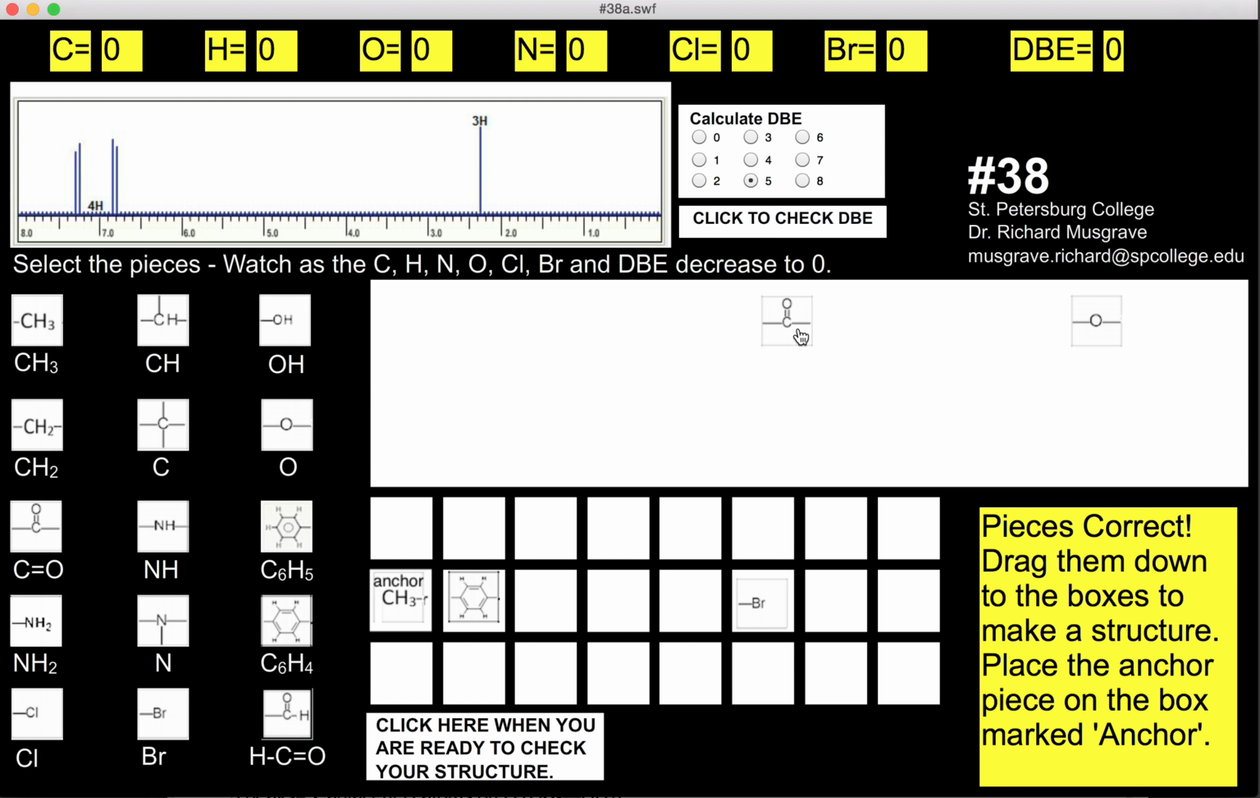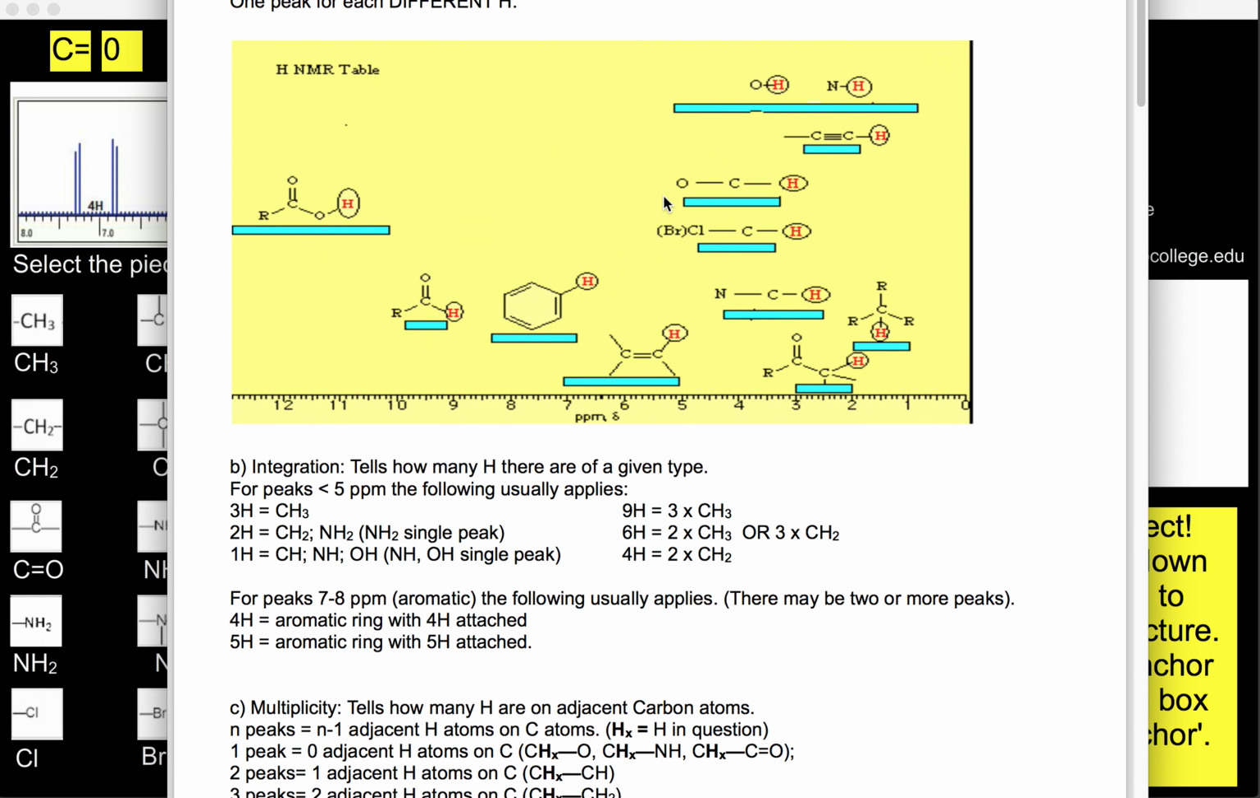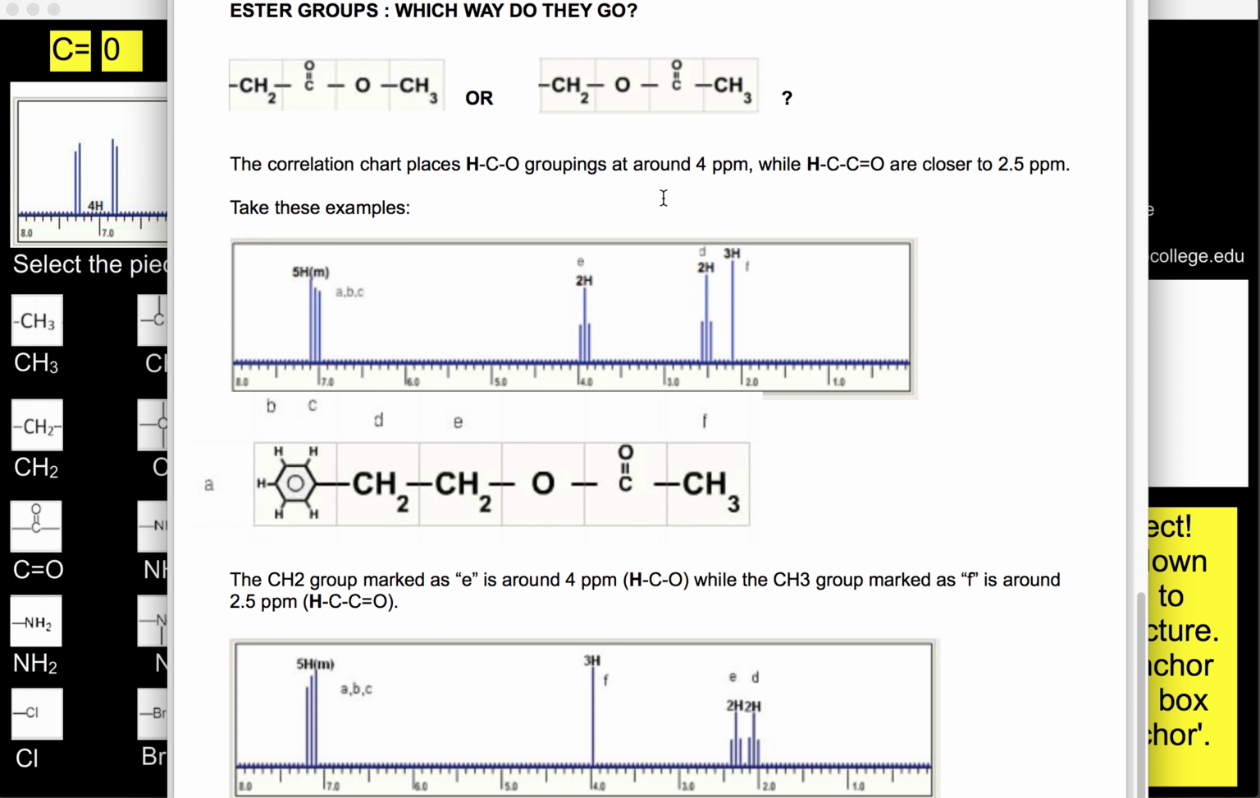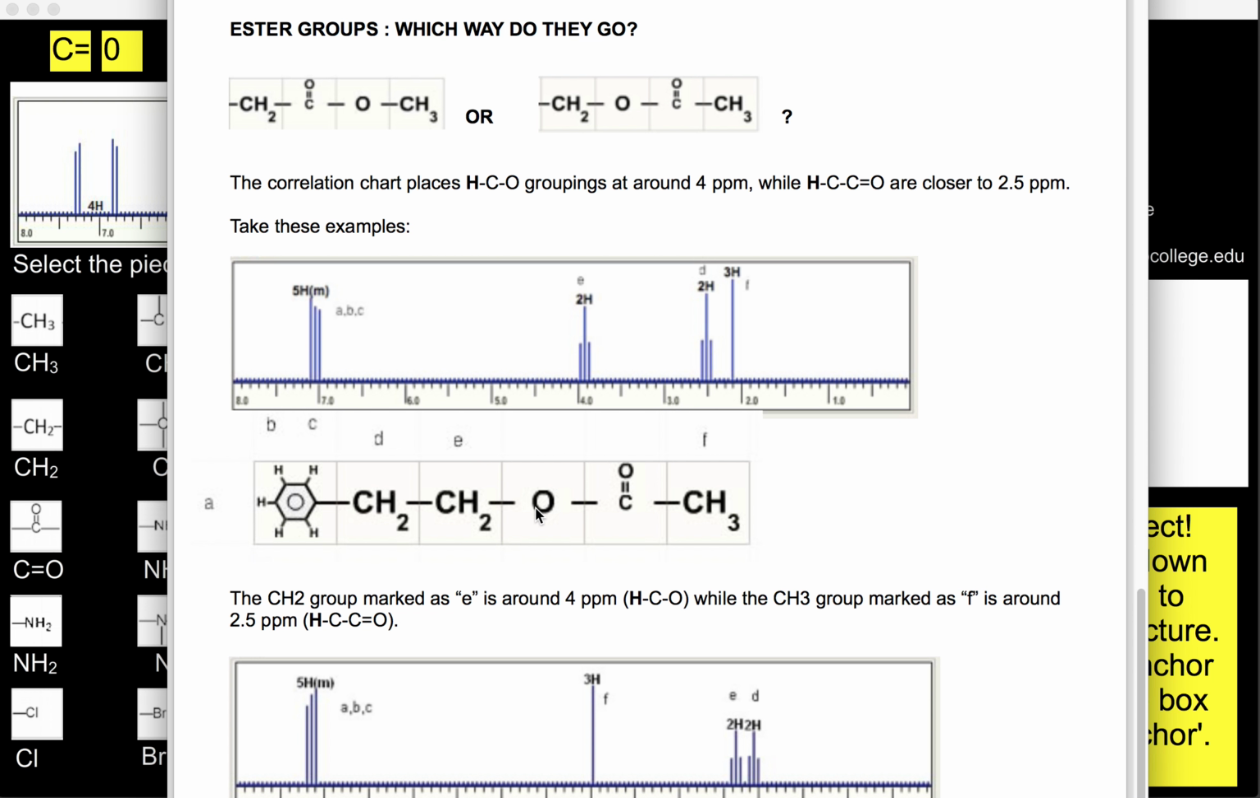It looks like we're going to be left with an ester grouping, a C double bond O connected to an oxygen. So we can take a look at what I've got here for that situation, and you'll see that in an ester situation, an O directly connected to a CH2, for example, will appear at about 4.0 ppm, whereas this CH3 directly connected to the C double bond O will appear between 2.0 and 2.5 ppm.